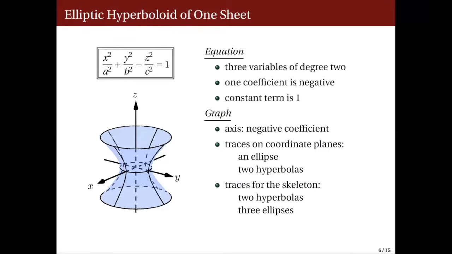As a tip, when you're asked to draw an elliptic hyperboloid of one sheet, you may draw the three ellipses first. Again, these are located on planes perpendicular to the axis of the elliptic hyperboloid. And from there, you can easily draw the two hyperbolas by connecting corresponding important points on the three ellipses.